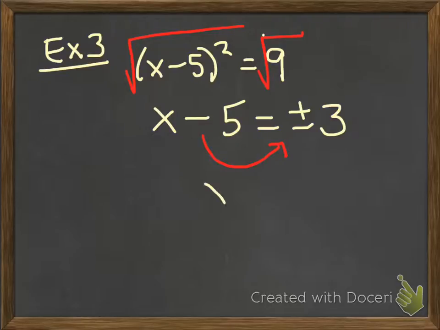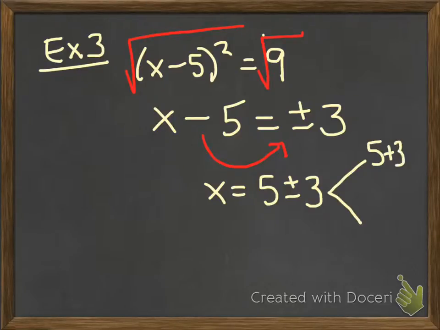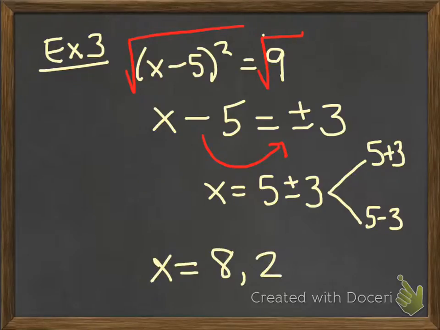Now I have x equals 5 plus or minus 3. Now these are both regular numbers, so you actually have two answers. The first one is 5 plus 3, and the second one is 5 minus 3. So the two answers, 5 plus 3 is 8, and 5 minus 3 is 2.